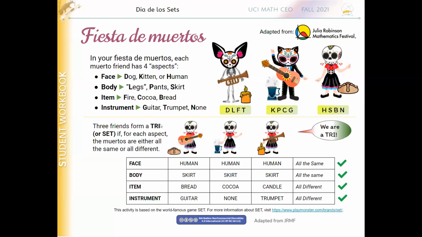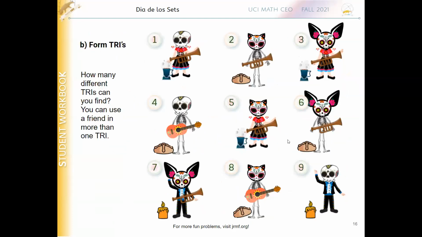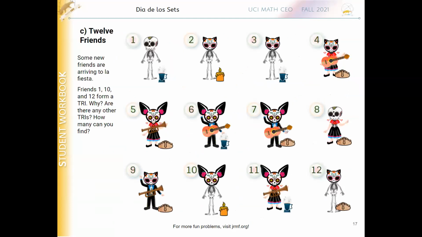Hello again, mentors. So in the previous video, we explained how to introduce this new puzzle of trees. Then we did quick examples, non-examples. Then we practiced more fluency in part B, forming trees, giving students the chance to do that. Part C is very similar, but now you have 12 friends, so more opportunities, more possibilities.